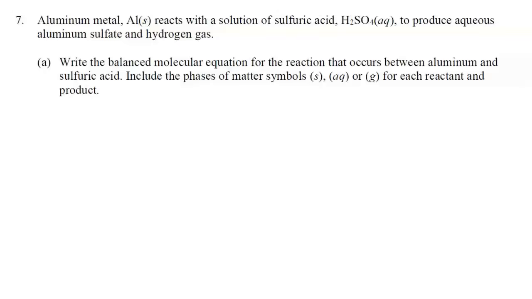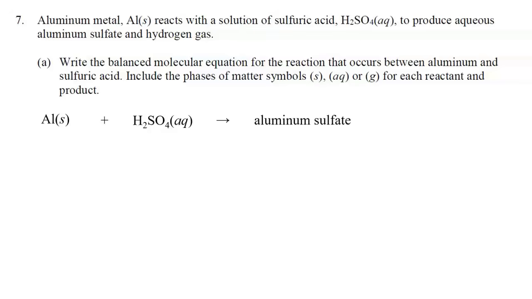Question 7. Aluminum metal reacts with a solution of sulfuric acid to produce aqueous aluminum sulfate and hydrogen gas. Part A, write the balanced molecular equation for the reaction that occurs between aluminum and sulfuric acid. Include the phases of matter symbols. So for the reactants, we know that the reactants are aluminum, so Al, and that's a solid. Sulfuric acid, H2SO4, and that is a solution, so it's aqueous. Then we have aqueous aluminum sulfate.